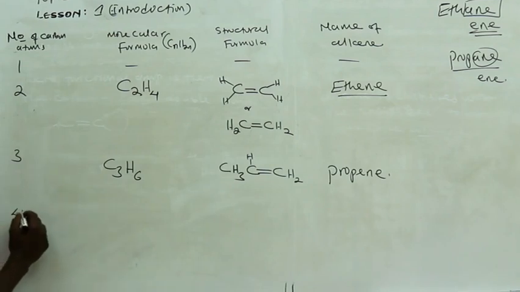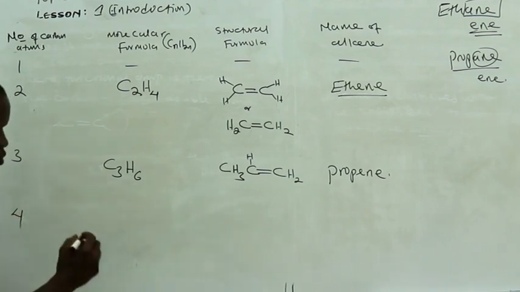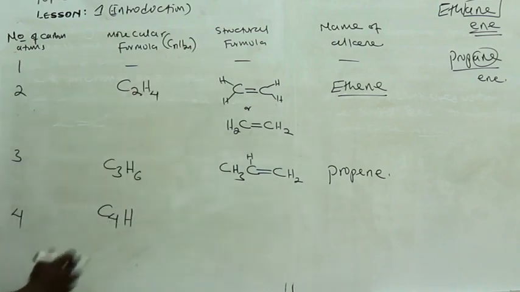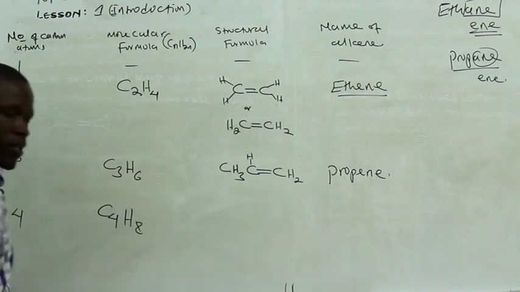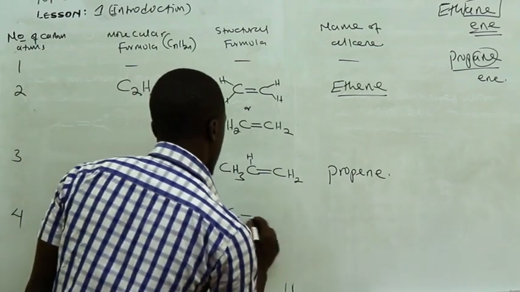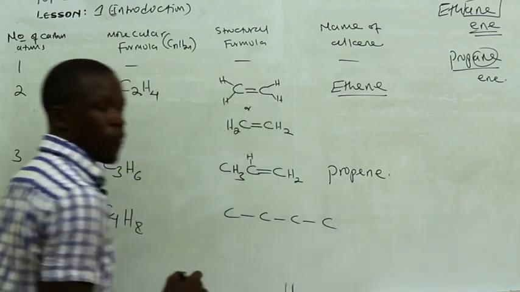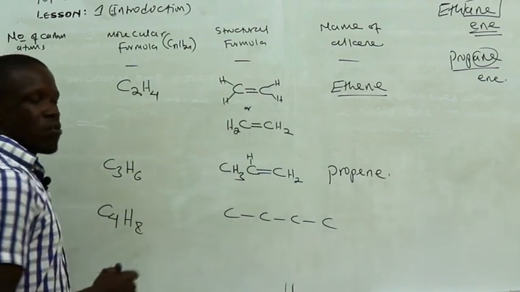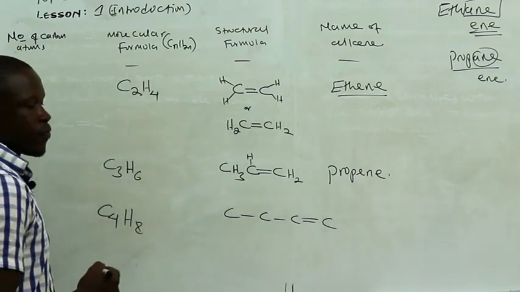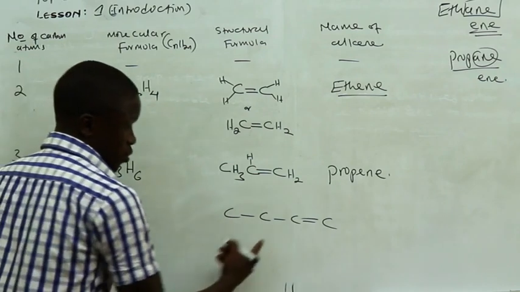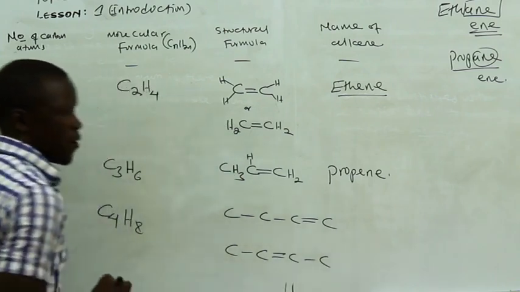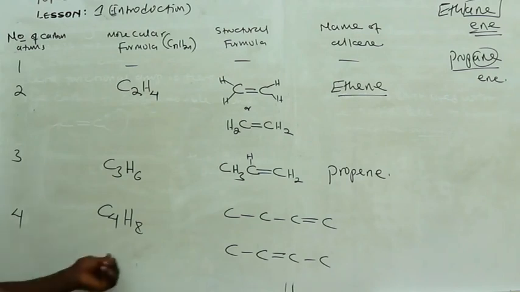Let's check out number 4. Number 4 will be C4H how many? Remember, we multiply the number of carbon atoms by 2. So that makes it 8. So we arrange 4 carbon atoms. We have 1, 2, 3, 4. Okay? So we introduce a double bond somewhere of our choice. If you put the double bond here, someone else could put it there, and then you'll have C. Someone else could put it here. Those are the 2 possible arrangements of this.